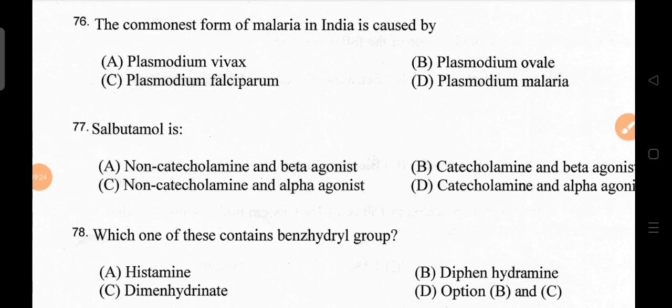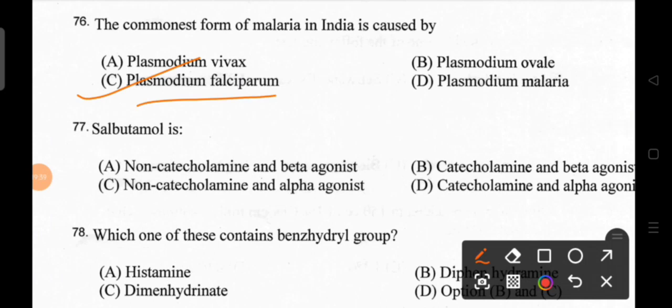So the commonest form, there are two forms which are very common. Those are Plasmodium falciparum and Plasmodium vivax also. So the most common will be Plasmodium falciparum. If there is an option like both A and C, that will also be a correct answer. So in this case, Plasmodium falciparum will be the correct answer, as it is the most common form of malaria in India.